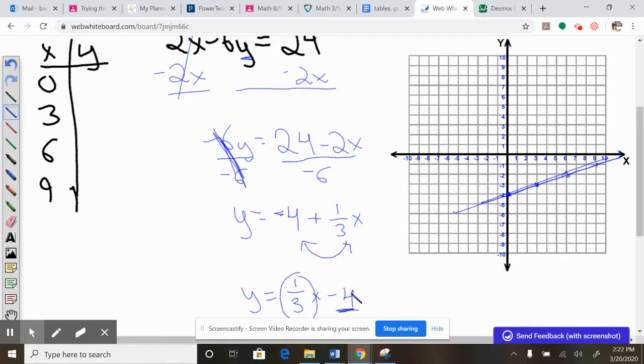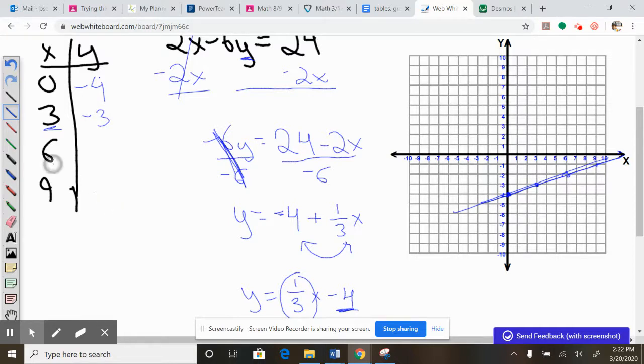Now that I have this equation, y equals 1/3 x minus 4, to fill out the table, all I have to do is plug in these x values. If I plug in 0 for x, I'm doing 1/3 of 0, which is 0. And then 0 minus 4 is going to be negative 4. If I plug 3 in for x, now I'm doing 1/3 of 3. Well, that's only 1. 1 minus 4, negative 3.